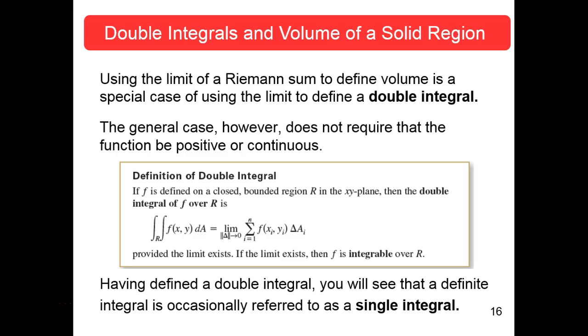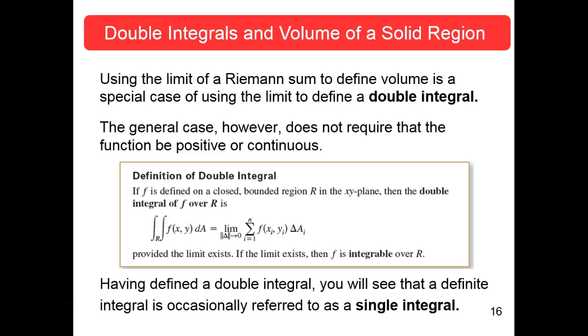so I'm going to leave that alone. So the definition of the double integral is the limit as that delta, that longest diameter, is approaching 0 of that summation, and that's what gives you the integral.